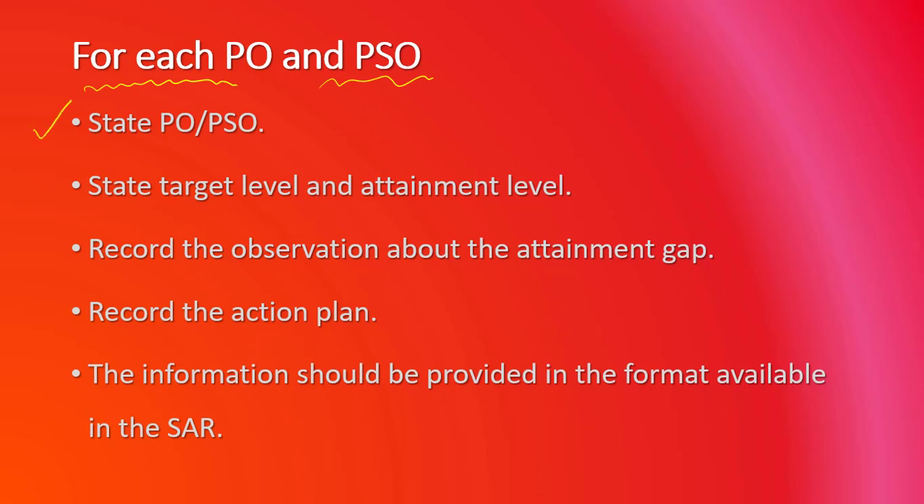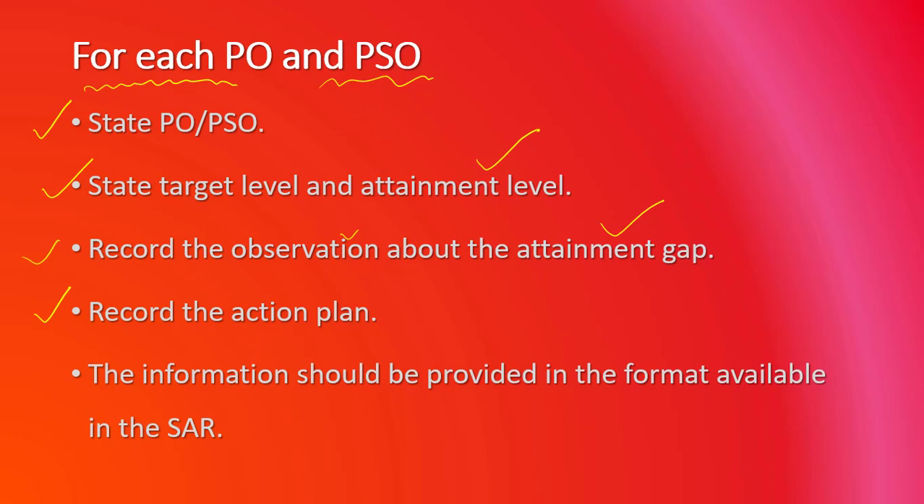First is state the PO and PSO, and for that PO, state the target level and attainment level. Then based on that, record the observation about the attainment gap, positive or negative. Record the action plan, and the information should be provided in the format available in the SAR. Generally, POs are identified by NBA and PSOs are stated by department or state council or university.